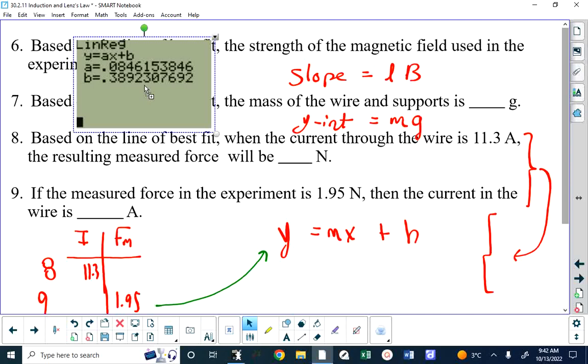For finding the mass, you would take the y-intercept, 0.389, and you would divide by g. Somewhere in your mind, you know what g is, 9.81. And then again, to answer 8, you have to use this equation, not the physics equation, not the ILB, but this mathematical equation, and you put in 11.3 for x, multiply your slope times x plus b. Are you okay to finish it from there? Okay. Any other questions before we get started today?